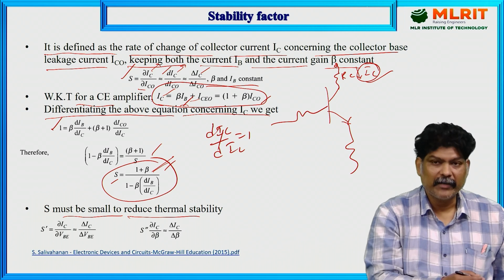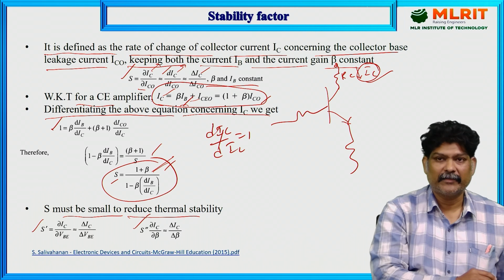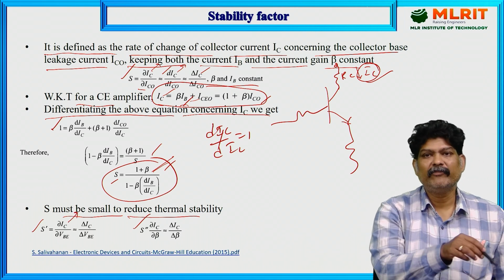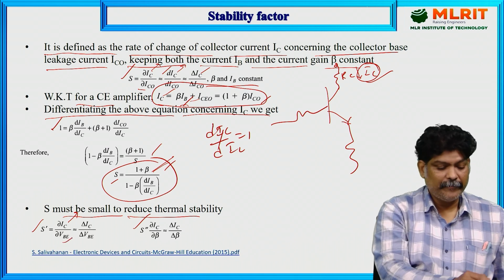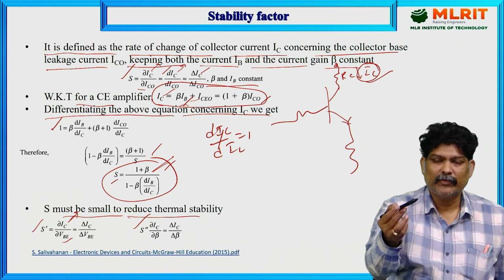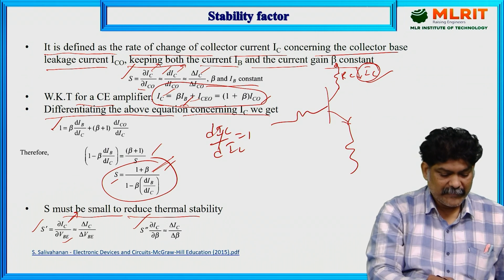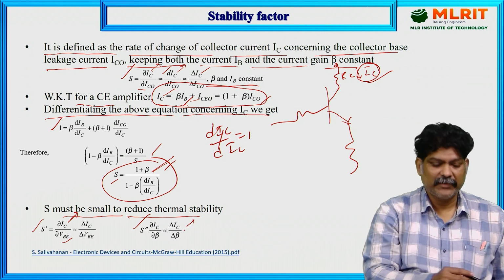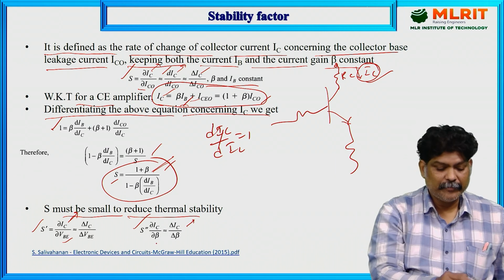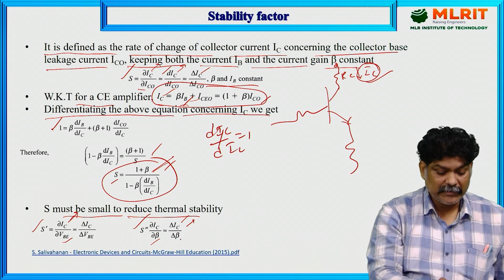And one more important relation of stability factor is S dash and S double dash. Those are relations between IC and the input voltage VBE. This is the input voltage VBE, and that is the output current IC. S dash is defined as the change in collector current for the change in the input voltage VBE. Similarly, S double dash means the change in the output current IC by the change in the beta value, ∂IC by ∂β, or delta IC by delta β.